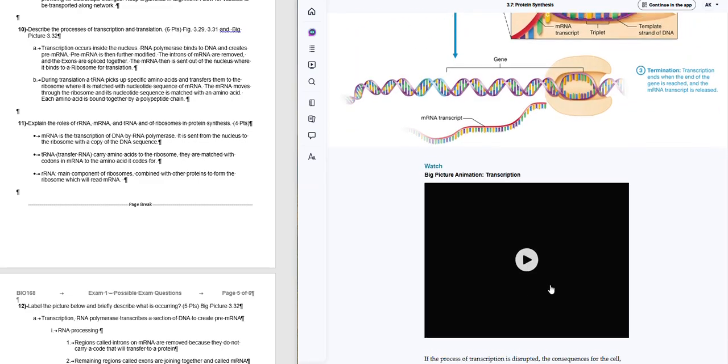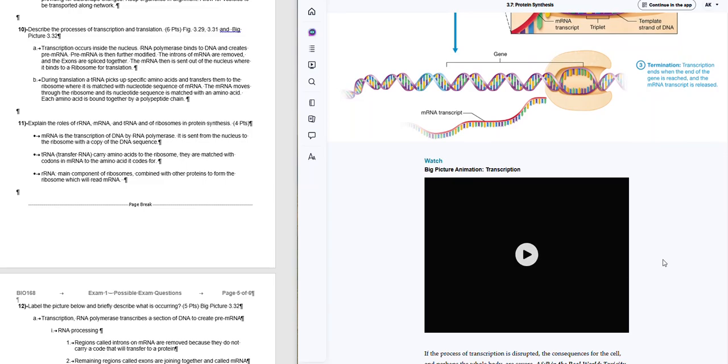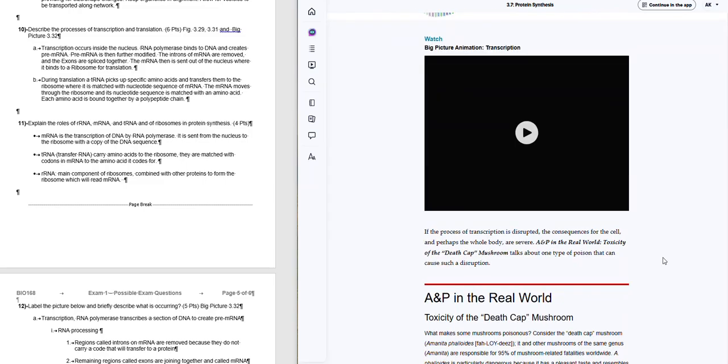In your e-text, you can see the big picture animation here. Again, remember you can find all of these in the study area from the Mastering area in Blackboard.